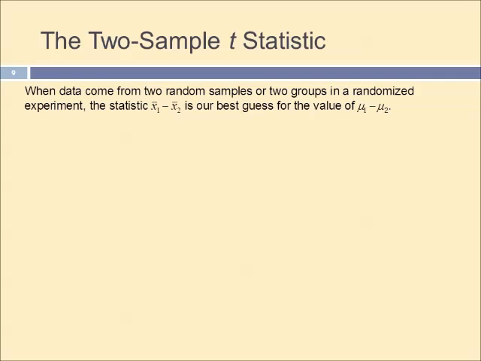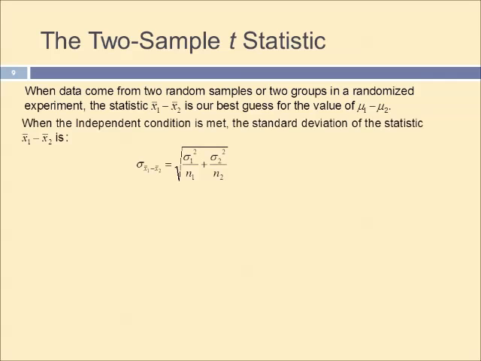So when data come from two random samples or two groups in a randomized experiment, the statistic x bar sub 1 minus x bar sub 2 is our best guess for the value of the difference between the population means. Keep in mind that because we get different samples all the time, the statistic x bar 1 minus x bar 2 is variable. It's going to change. The value of the difference of the population means, of course, is constant.